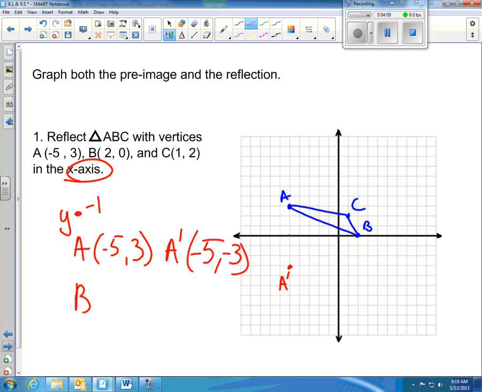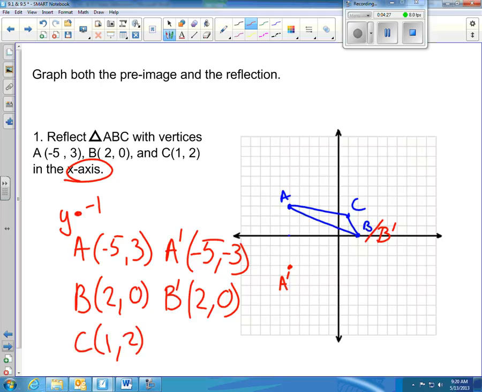All right, if we have B, we had 2, 0. And so B prime, the x-coordinate stays the same. And taking our y and multiplying it by -1 still is 0. So this is B and B prime. All right, that brings us to C, which is 1, 2. So C prime is going to be 1, -2. So over 1 and down 2. So this is C prime. So if we connect the dots there, now our triangle has been reflected over our x-axis.